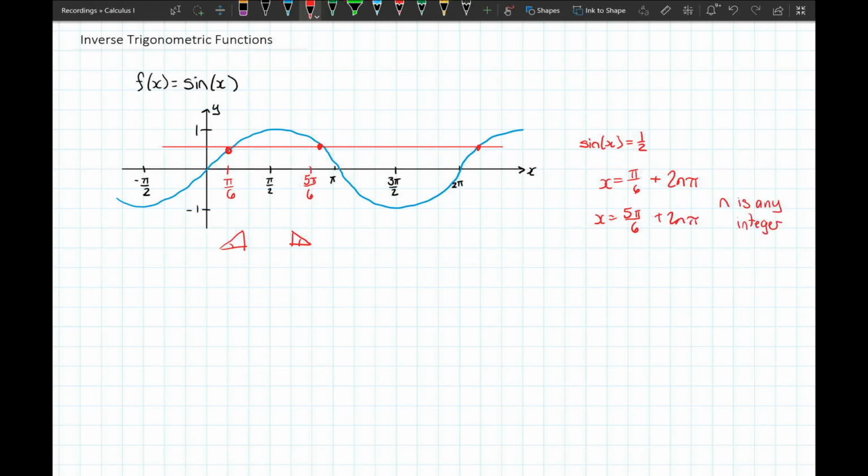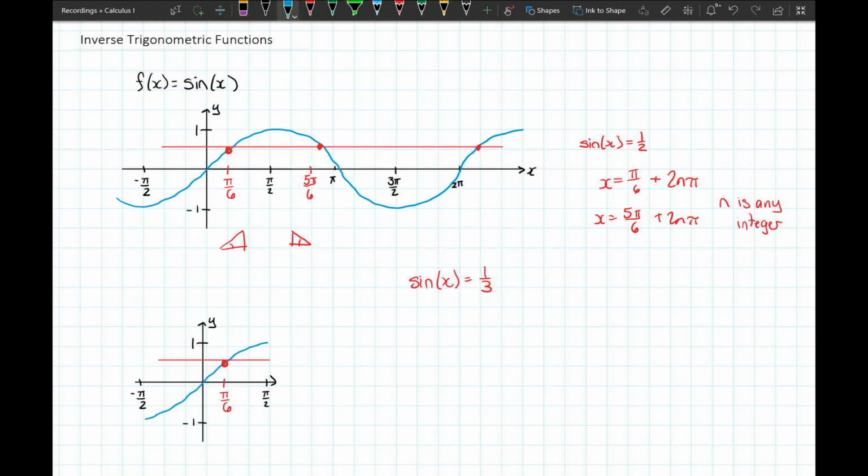Now, in the case that you may have something of the form sine x equals 1/3, then that's not a special triangle, and now you're going to have to try to approximate the value of x, and that's where inverse functions are going to come in quite handy. Now, you can't actually find the inverse of a function that's not one-to-one, so let's see if we can somehow take this graph and transform it into a graph that is one-to-one.